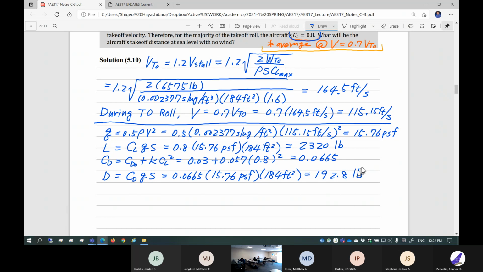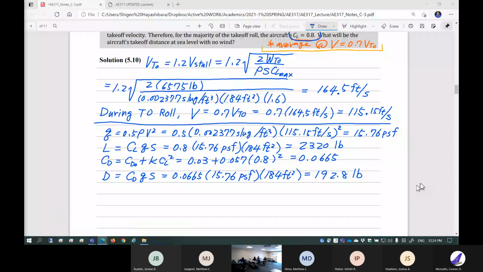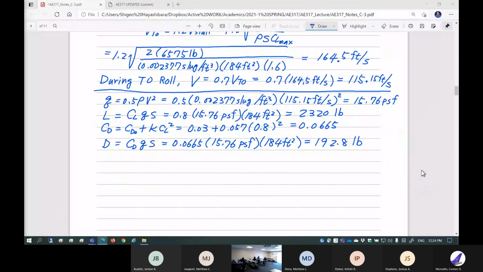192.8 pounds. I hope I'm recording. Am I recording? Probably not. Yeah, I'm recording. Good for you. Because I feel like I'm the only guy talking. Anyways, if you have a question, just cut right in, okay? I have no problem.